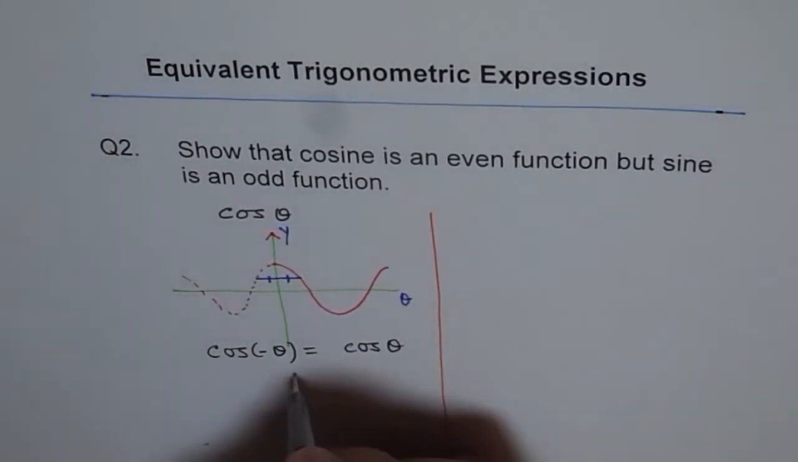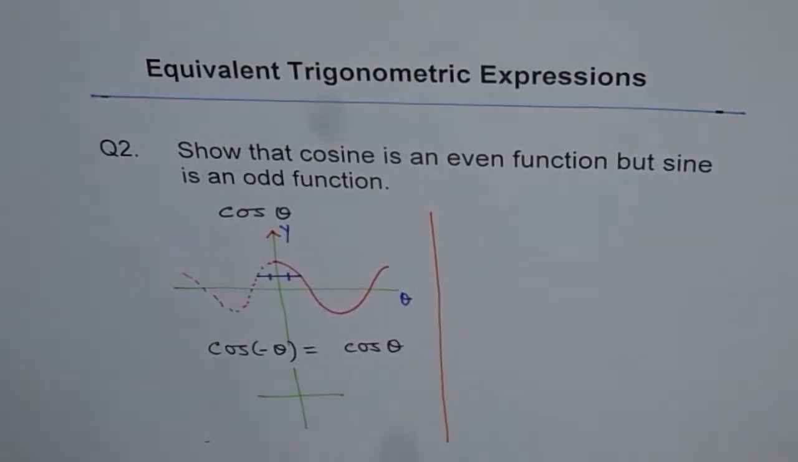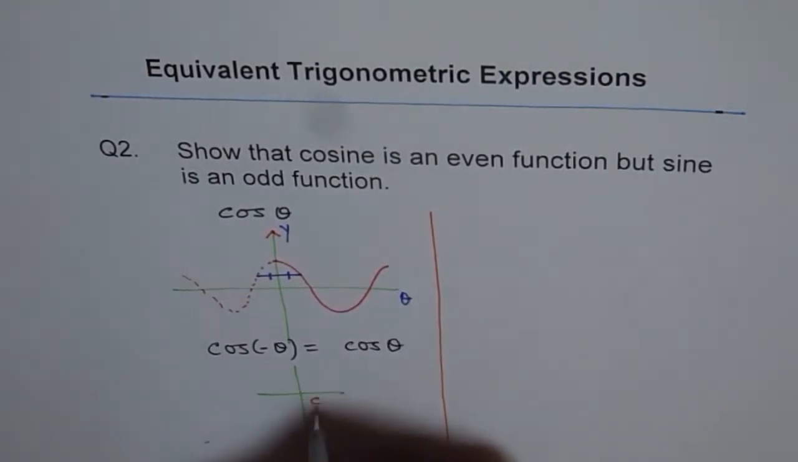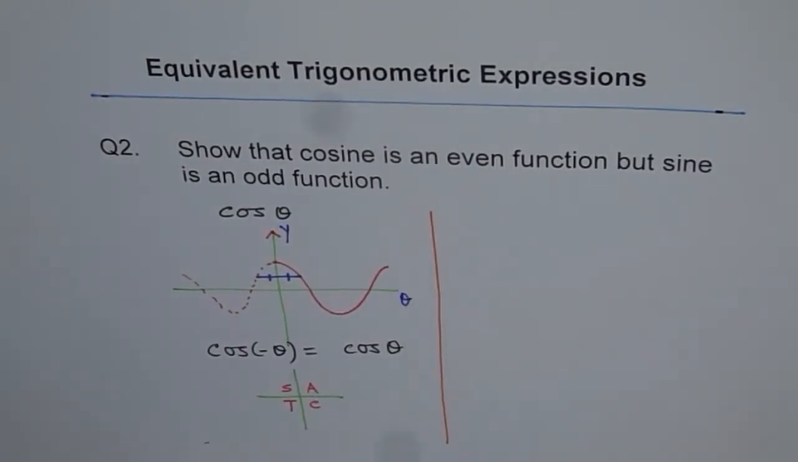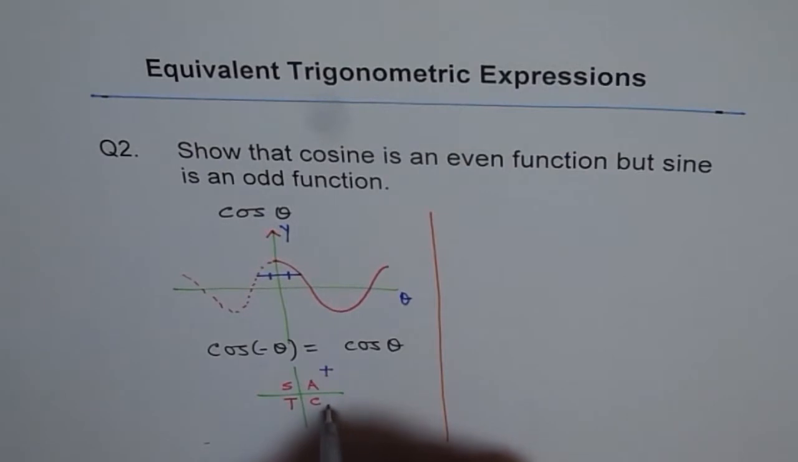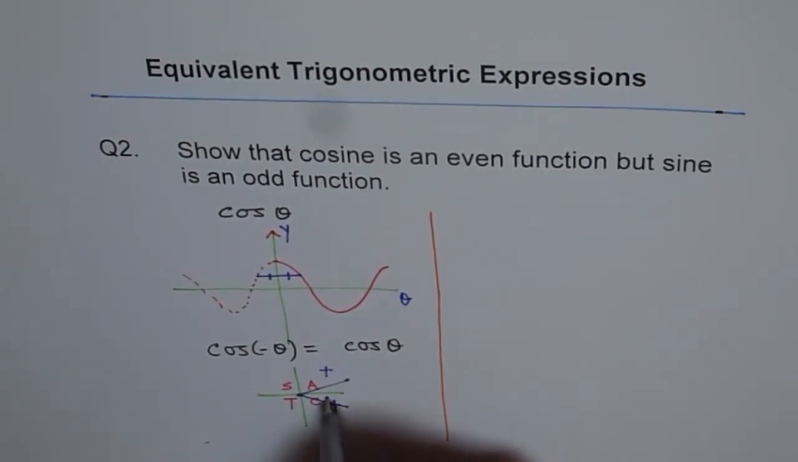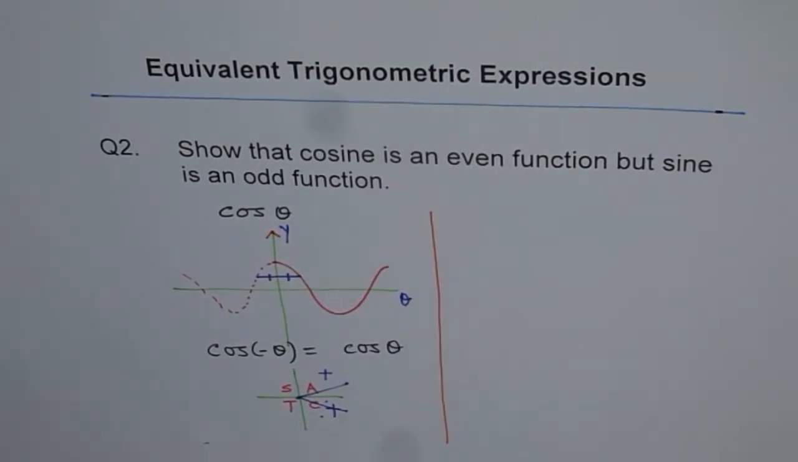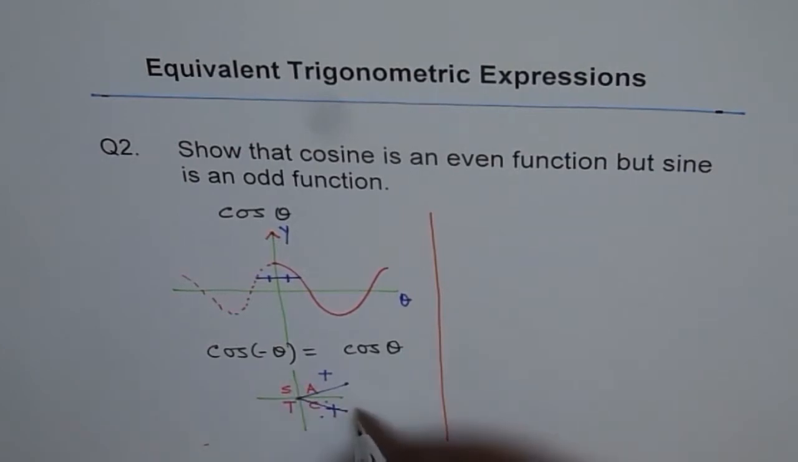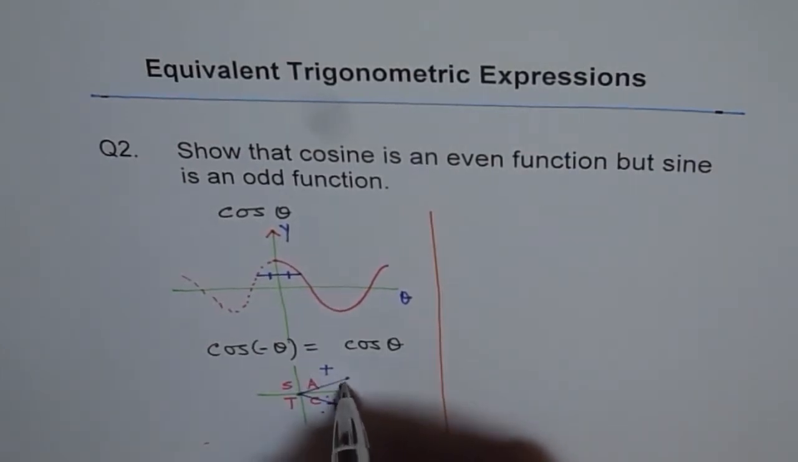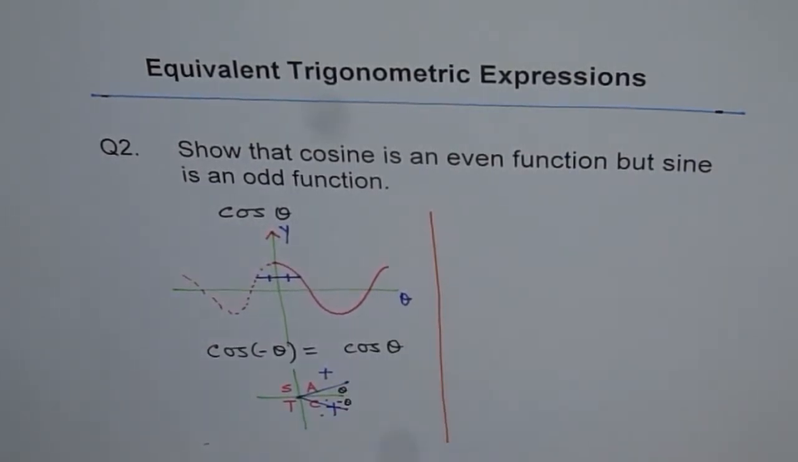Even using the CAST rule, we can prove it. How? Let's write down the CAST rule, which is C-A-S-T. Where is cos positive? All are positive here and cos is positive here, right? So if you have an angle alpha here, it will give you a positive value. But if I have minus alpha, that will also be positive for cos. Do you see? So for both alpha or minus alpha, we get the same value. Or for cos theta or minus theta, we get the same value.